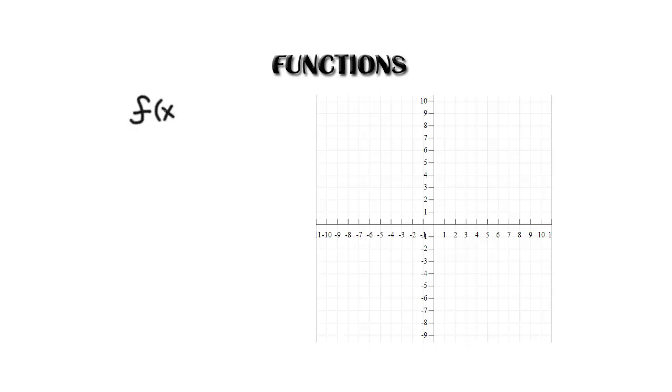f of x is equal to 2x, say. Notice how I write f of x. This is written out in function notation. I'm giving the function name, the letter f, that's the name of the function. The input is the x, so this is the independent variable. And f of x depends on what x is.